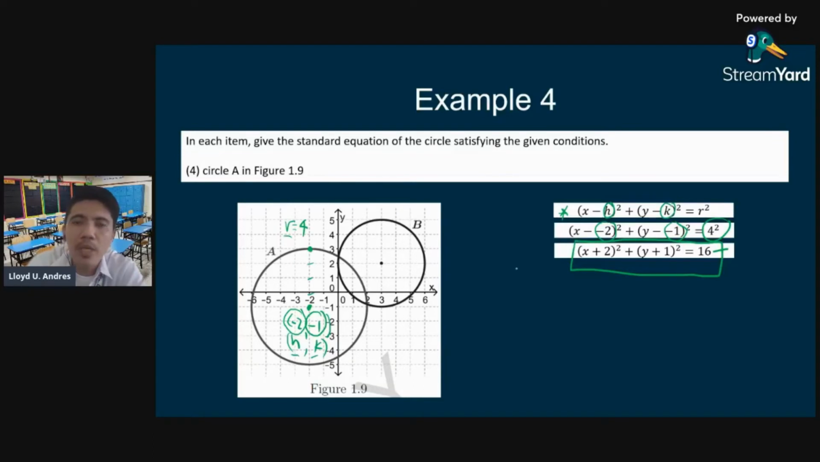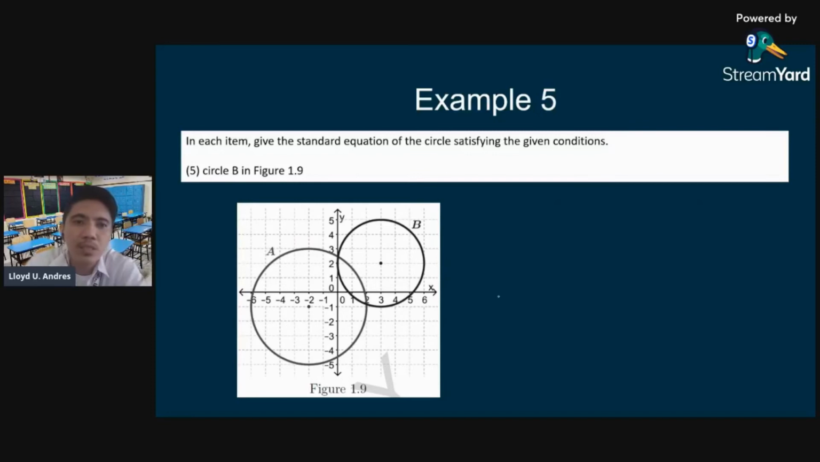So we can now conclude that the standard equation of circle A in figure 1.9 is the quantity of x plus 2 squared plus the quantity of y plus 1 squared equals 16. So that's the standard equation of circle A in figure 1.9.